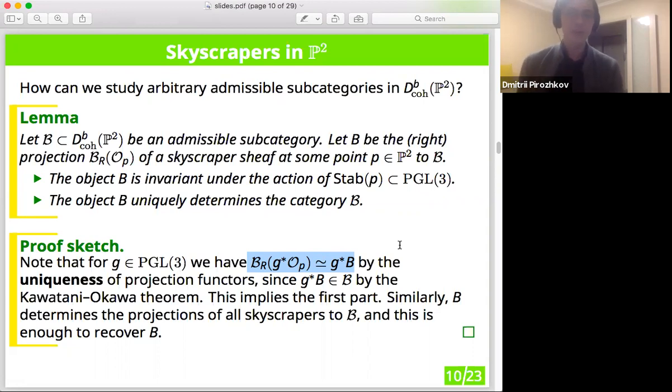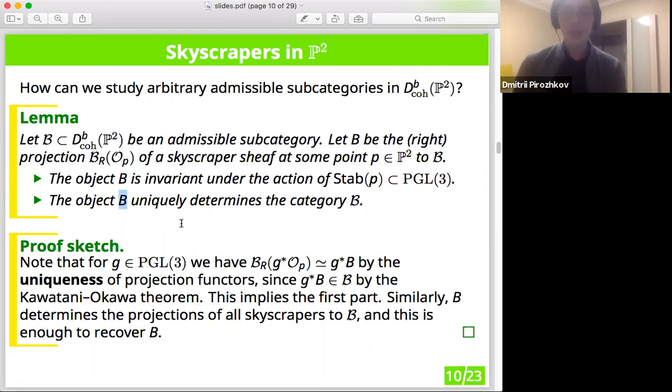If you want a specific recipe for how to determine the category curly B from the object Roman B: you take the PGL orbit of this Roman B, so just pullbacks along all automorphisms from the stabilizer subgroup, and then take, for example, the left orthogonal to the right orthogonal to this set of objects, and this will be your curly B. But the recipe doesn't really matter. The key thing is that you can determine your admissible subcategory if you just know this projection of the skyscraper as a single object.